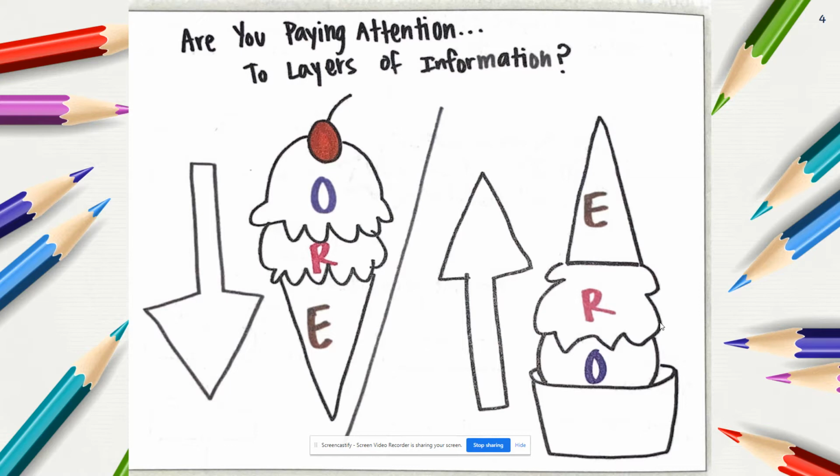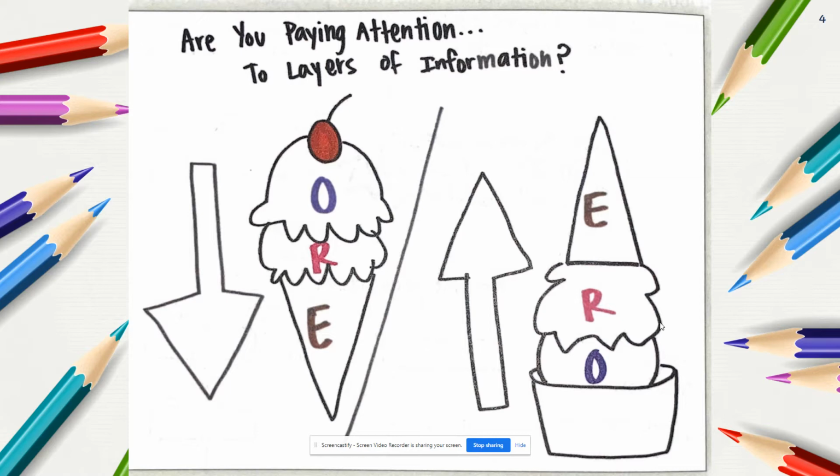You'll first look at the evidence within the text, then the reasons that are backed up by the evidence. Or you can find your reasons and your evidence that backs it up, then work your way from the cone all the way to the top scoop, which is the opinion or the main idea that the author is trying to tell you. This is for when main idea is implied.